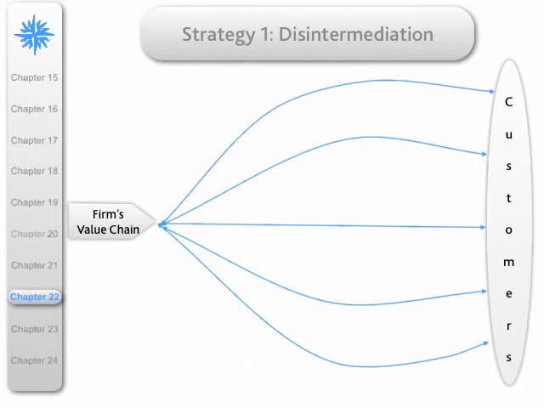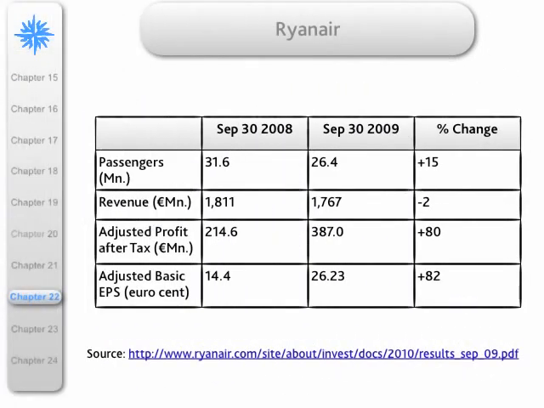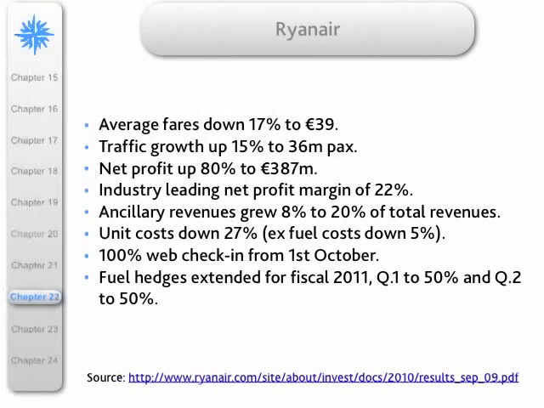The best and probably one of the most successful examples of this, of course, is Ryanair. And there are Ryanair's figures from September 2008 to September 2009, and it has been absolutely amazing. And if we look at another part of their website, we can see their statement on how their average fares have gone down, and so on. Ryanair has successfully disintermediated.